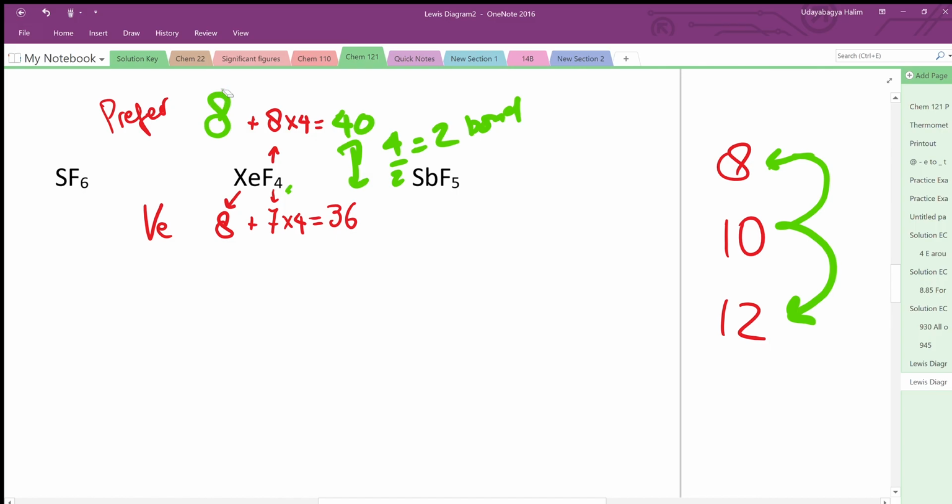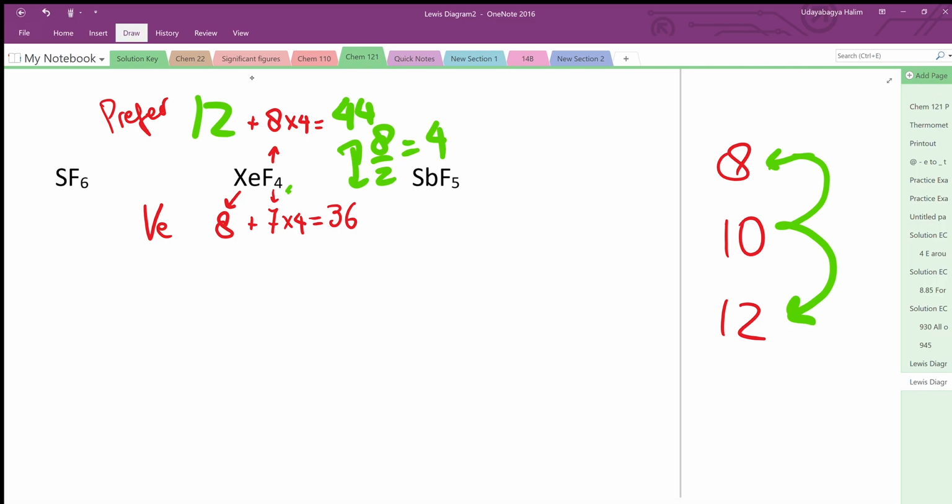So you need to have 12 electrons in the central atom. If you have 12 electrons in the central atom, this is going to be 44. The difference between 44 and 36 is 8, divided by 2 is equal to 4. So we're going to have 4 bonds on XeF4.